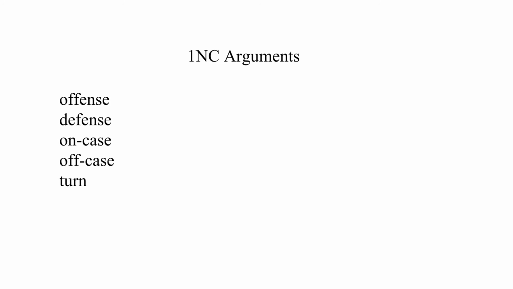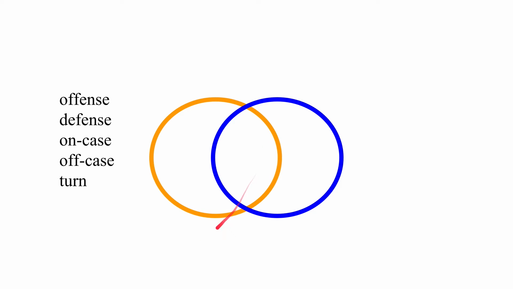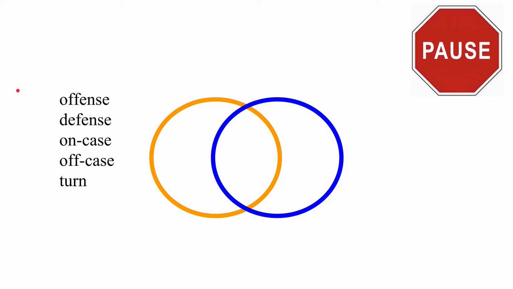All right, let's bring out the Euler diagram again. So here's the diagram. You should go back to your notes, copy down this diagram again, and then try to label it using these 5 debate terms. You can pause the video now.